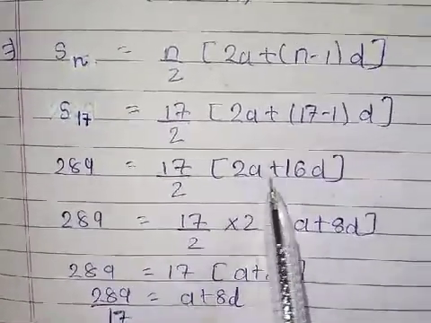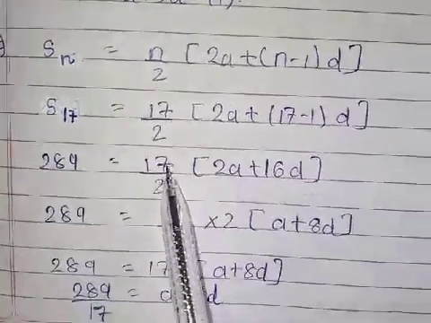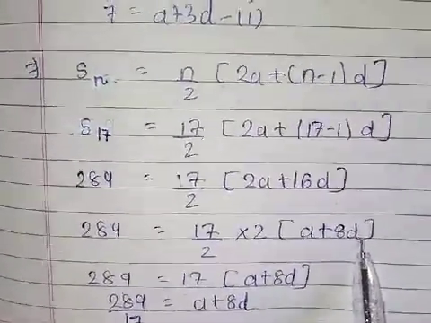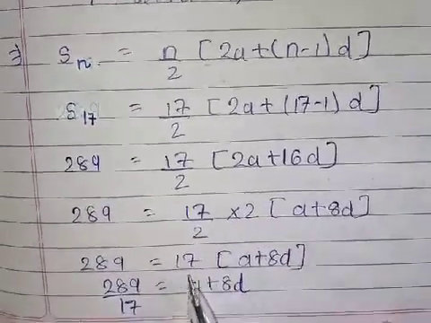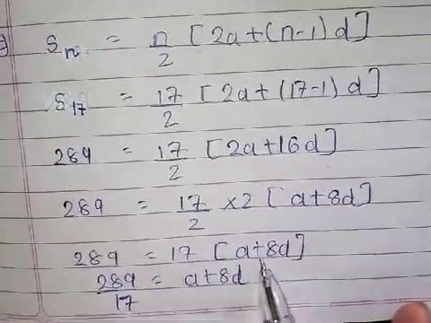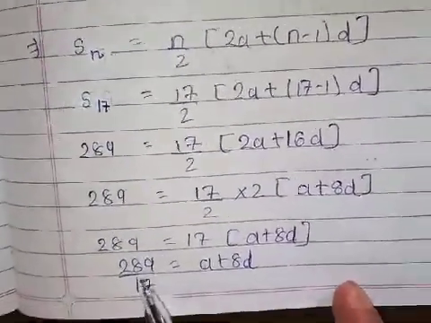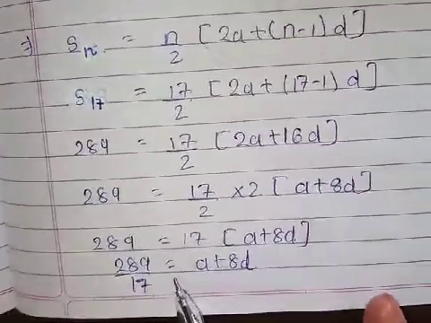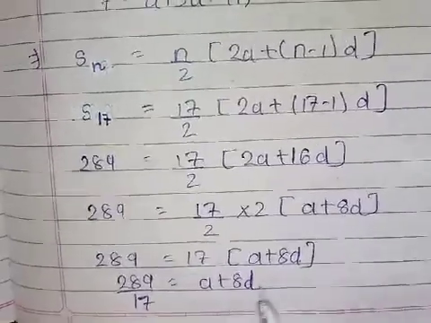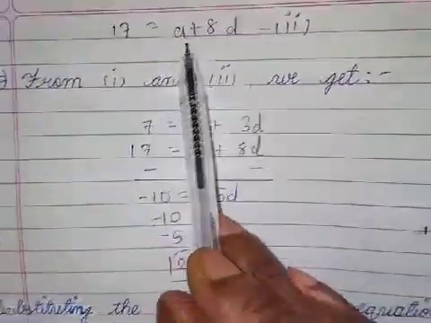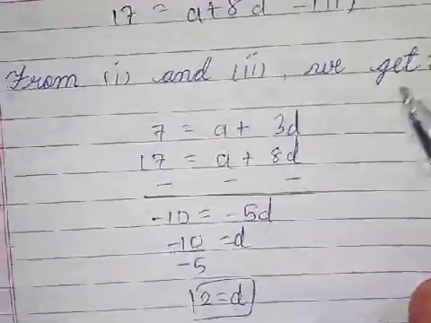2 you can take common. So it will be 17 by 2, with 2 taken common, inside we are left with a plus 8D. So 2 and 2 will cancel out, 17 into the bracket a plus 8D. 17 will be divided, so 289 divided by 17 is equal to a plus 8D. So 17 is equal to a plus 8D. This is the second equation.